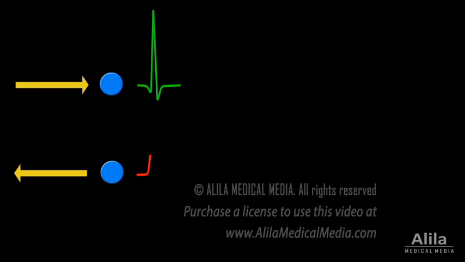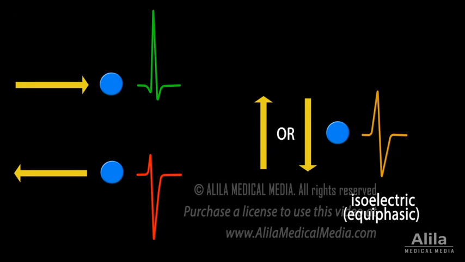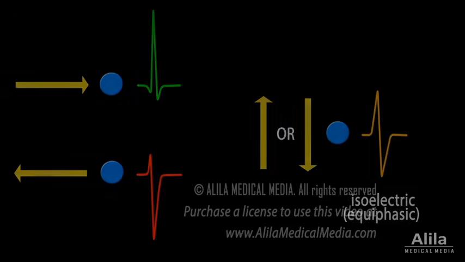Remember that depolarization toward a lead produces a positive deflection. Depolarization away from a lead gives a negative deflection. Impulses moving at a 90-degree angle relative to a lead produce an isoelectric or equiphasic result, with positive and negative deflections of similar amplitude. There are several methods to estimate the QRS axis. We will discuss 2 of them.